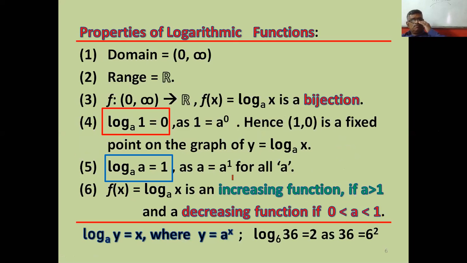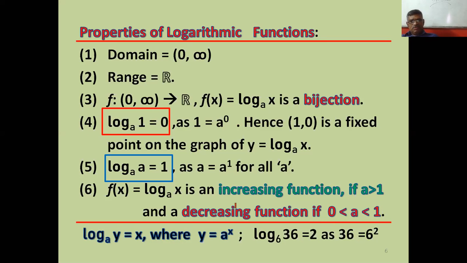Well, some properties of log function. You don't need to worry. This may not come as a question, but you need to know this. Domain is 0 to infinity, open interval. The range of log function is the set of real numbers. And 0 infinity to R, effectively log x base a is a bijection. Log 1 is always 0 because 1 is equal to a raised to 0. Log a to the same base is always 1. Log x base a is increasing if a is more than 1 and decreasing if a is less than 1. Of course, a must be more than 0.